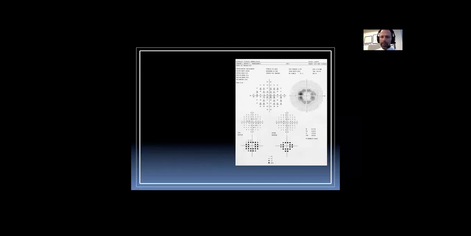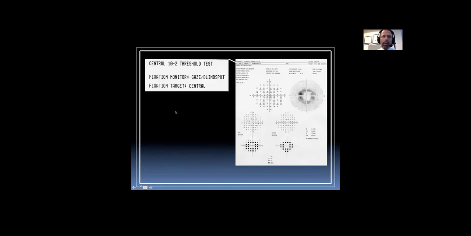And so here's a visual field, a printout from the Humphrey visual field. This is a 10-2. And so when we talk about the printout, you shouldn't just automatically look at the grayscale, which is this circle over here, but you want to look up at the top to note what type of test this is. This is the central 10-2. So this is just the 10 degrees on each side from center. It tells you about the fixation monitor, the blind spot, the fixation target, which is central.